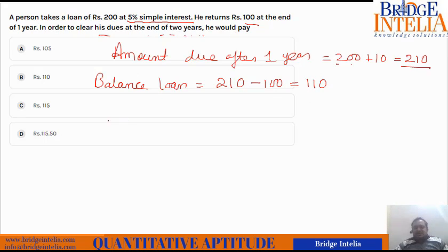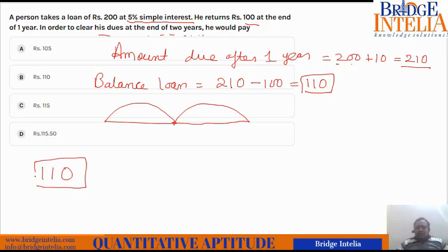So 1 year is already passed. Now 1 more year remains. So now effectively speaking, he has a loan of rupees 110. So this loan he is going to repay the next year. So next year, that means another 5% of interest would be charged. So he has to pay this plus an additional 5% of this much. So 5% of 110 is equal to 5.5.